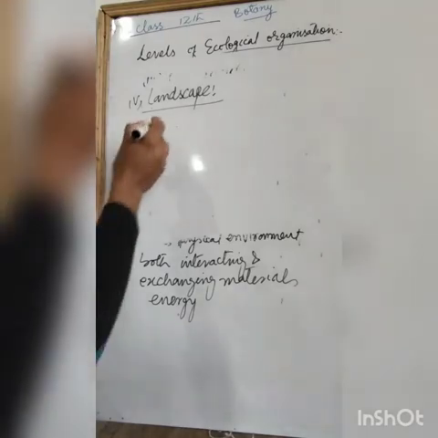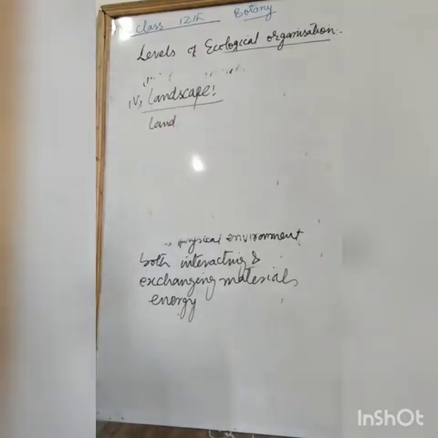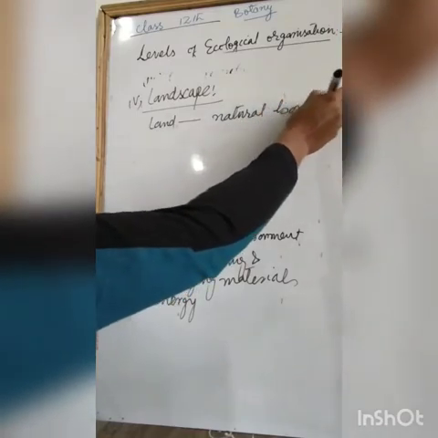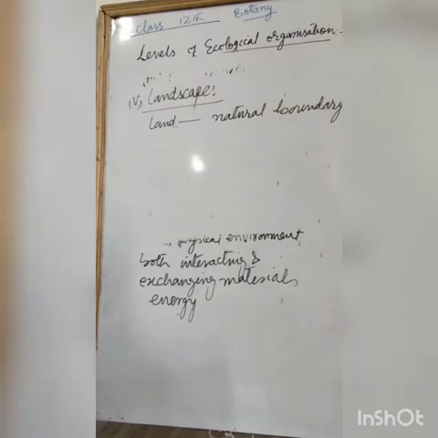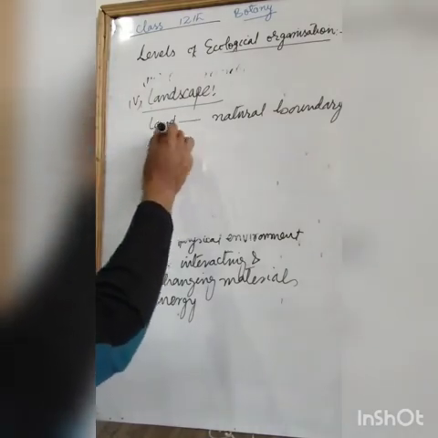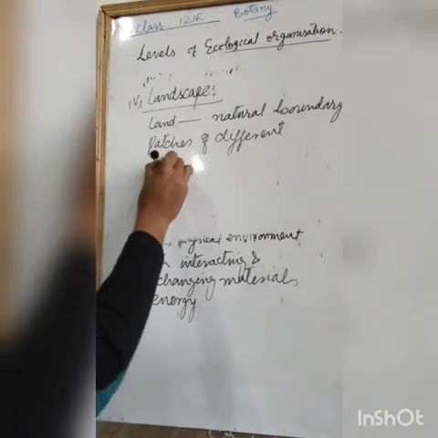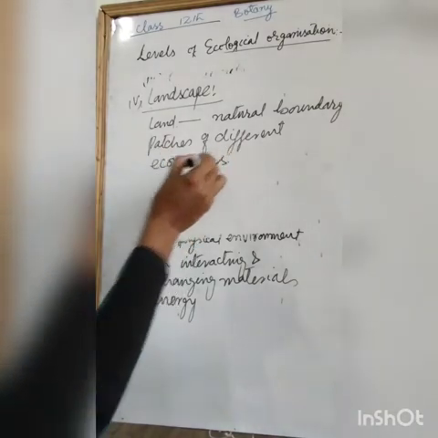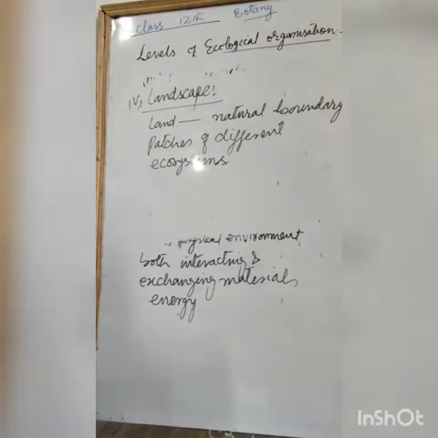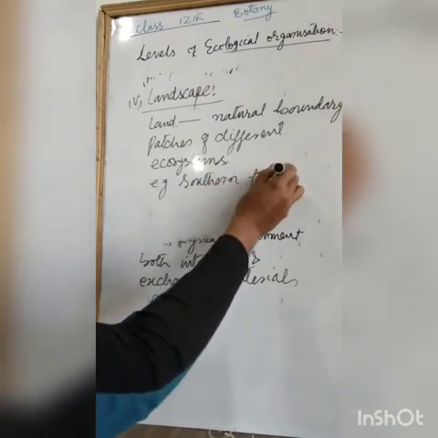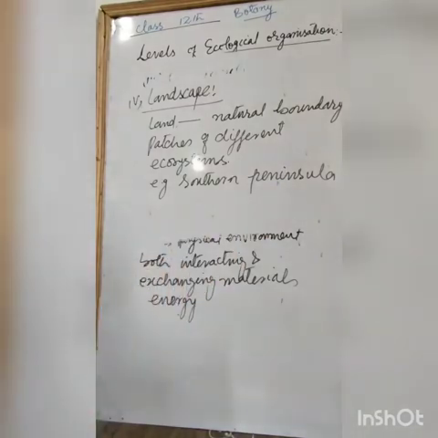It is a unit of land distinguished by a natural boundary, and having patches of different ecosystems. For example, there is the southern peninsula.